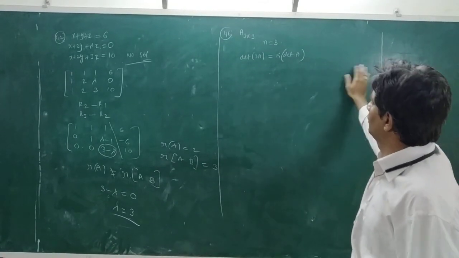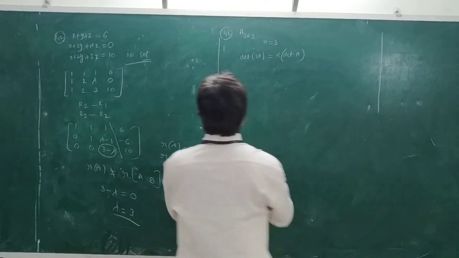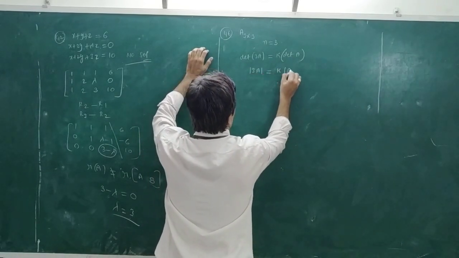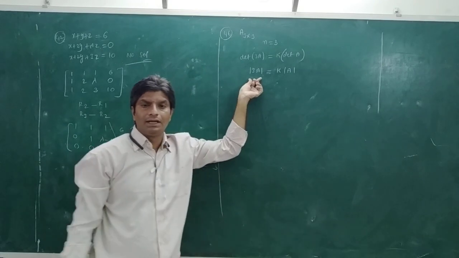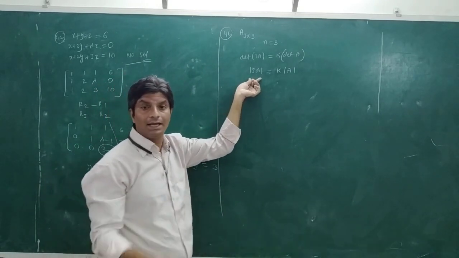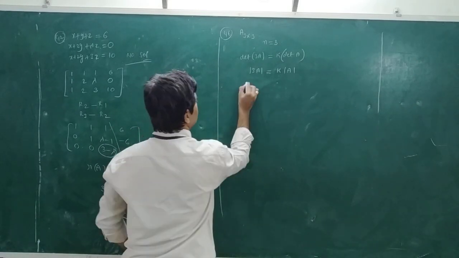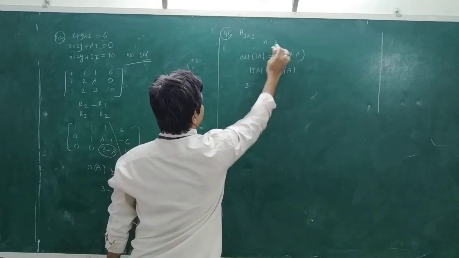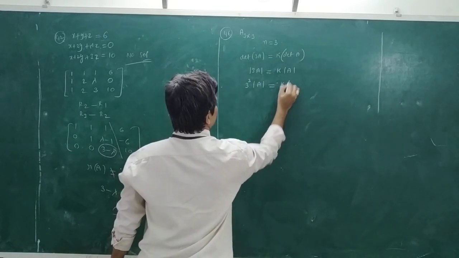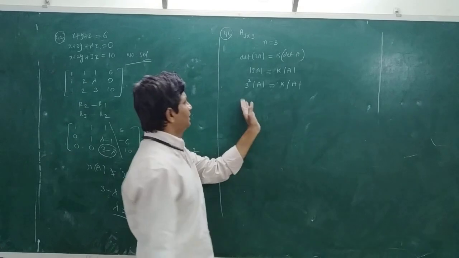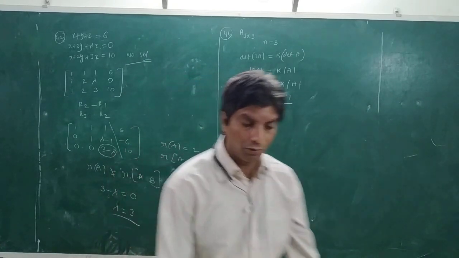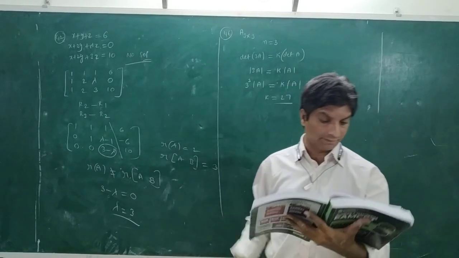Determinant of 3A equal to K into determinant of A. Right. This is in the form of determinant of kA where k is a scalar. What is the formula? k power n into determinant of A. So here k is 3, power n. n means what? 3. So 3 power n into determinant of A equals K into determinant of A. As on both sides determinant of A is cancelled, what is the answer? K equal to 3 cube. 3 cube means what? 27.